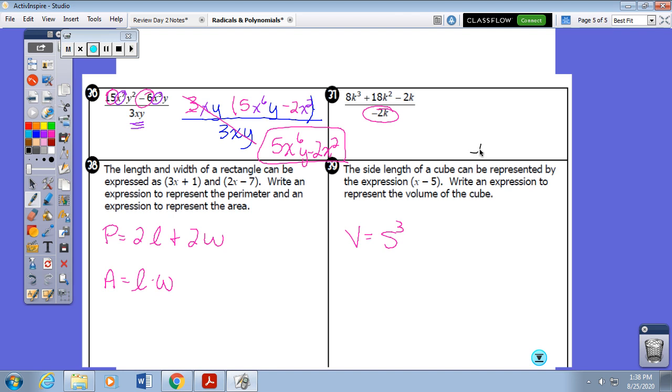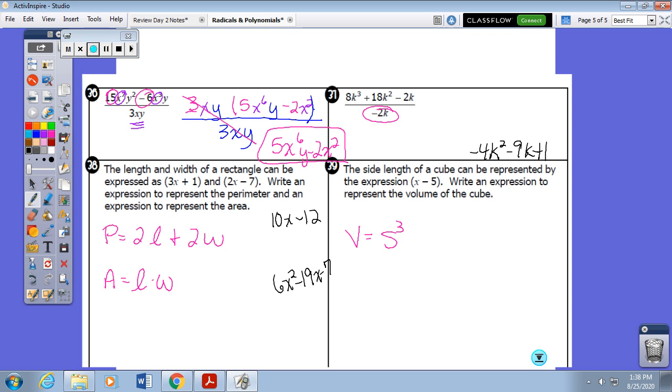37 is negative 4k squared minus 9k plus 1. 38, I'll give you the final. The perimeter is going to be, you got to work them through, 10x minus 12. The area is going to be 6x squared minus 19x minus 7.